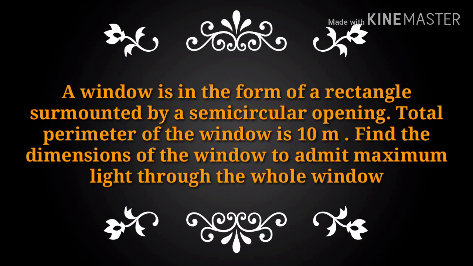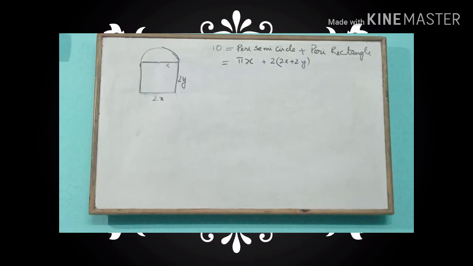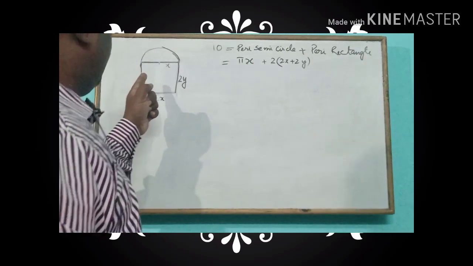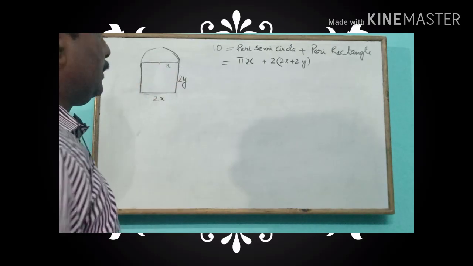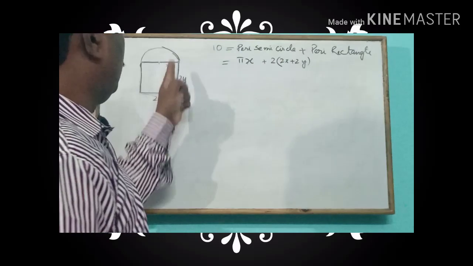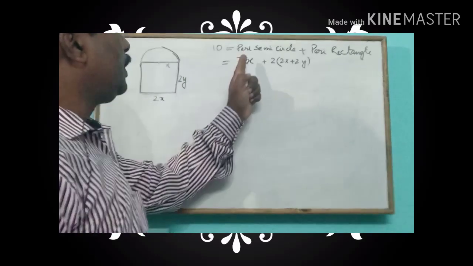A window is in the form of a rectangle surmounted by a semicircular opening. Total perimeter of the window is 10 meter. Find the dimensions of the window to admit maximum light through the whole window. So this is the shape of the window. We have a semicircle on the top with a rectangle. Perimeter of the whole window is 10 meters.